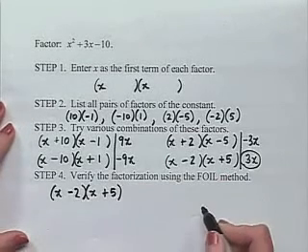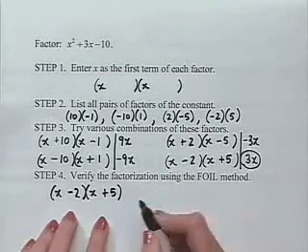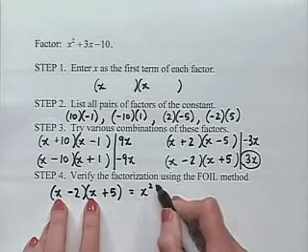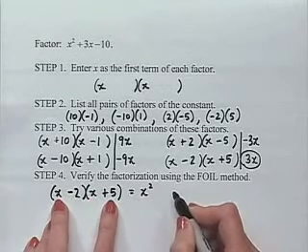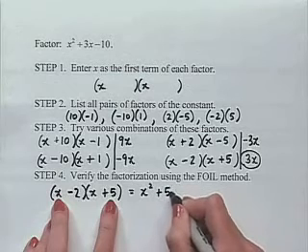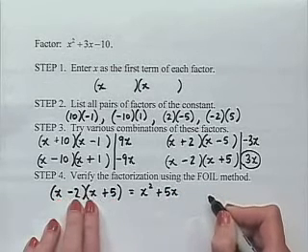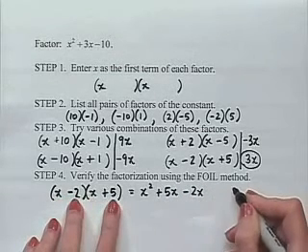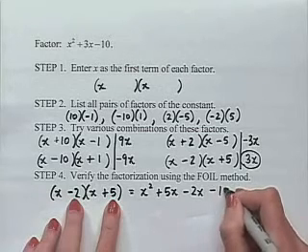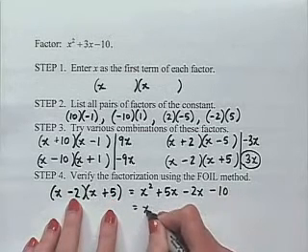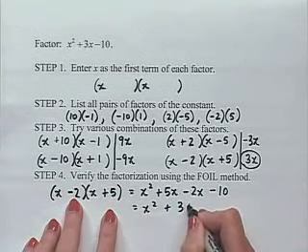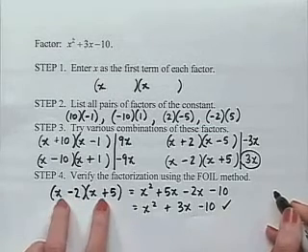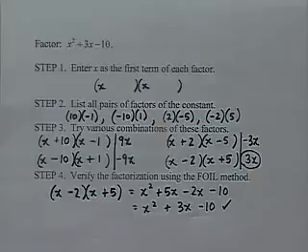We'll verify that by using our FOIL method once more. We'll multiply first times first, which would give us x squared. Our outer term would be x times 5, which would be plus 5x. The inner term would be negative 2 times x, which is minus 2x. And our last term would be negative 2 times 5, which will be negative 10. And let's combine our like terms. And we can see that it does check. So our factorization is correct.